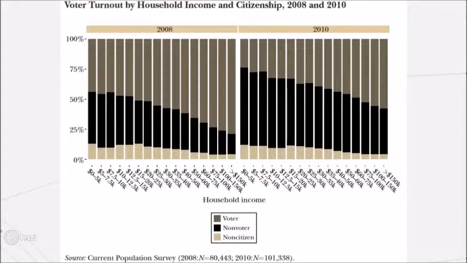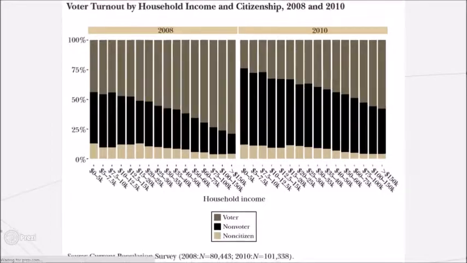First, let us start with voter turnout. This graph is showing the voter turnout rate in both 2008 and 2010 broken down by household income. The black represents non-voters, while the brown represents voters, and the tan represents non-citizens of the United States that live here currently. There are 2 main takeaways that can be seen by this graph.